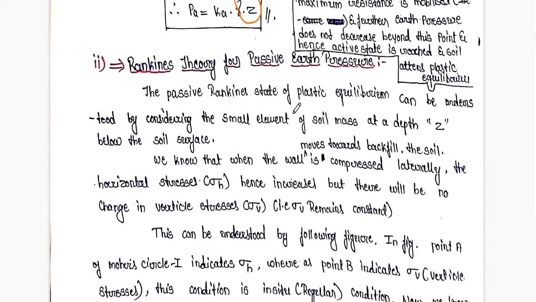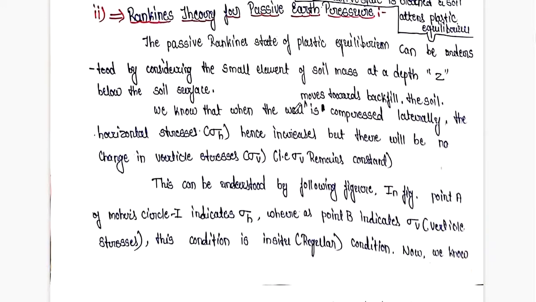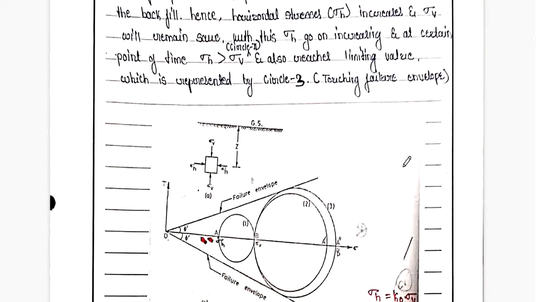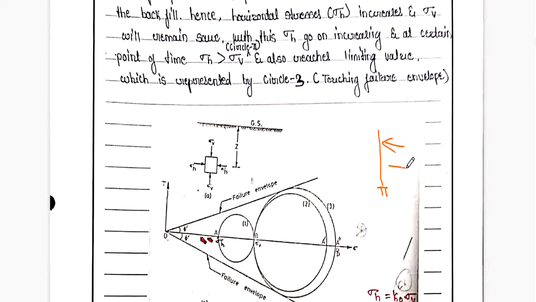Now, similarly, the passive case. In the passive case, what is going to happen? All the things will remain the same. Sigma V will also remain constant. But in case of passive earth pressure, let us consider this as a retaining wall. So this is the horizontal earth pressure.